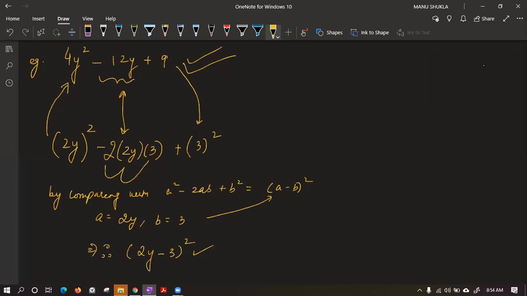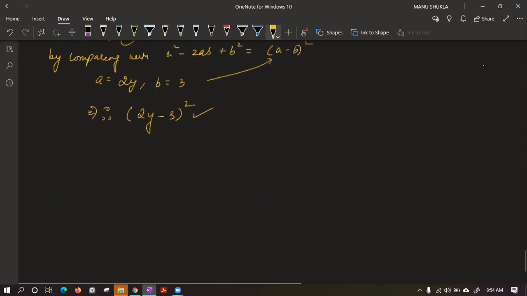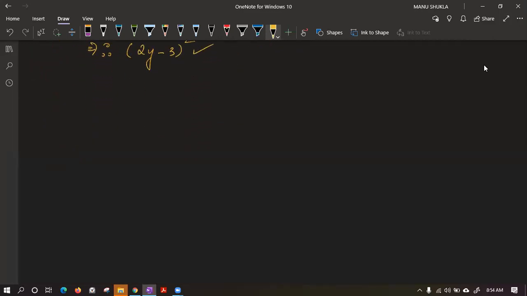Okay, let us try for another one. Suppose you have the example 49 p square minus 169 q square. Class, please tell me what should be the factorized form for this question. Try to observe carefully. Can we go for common or can we go for regrouping?